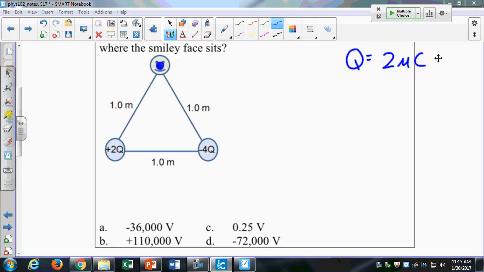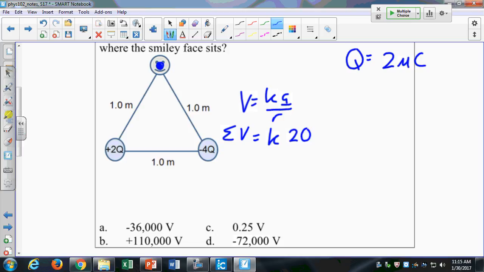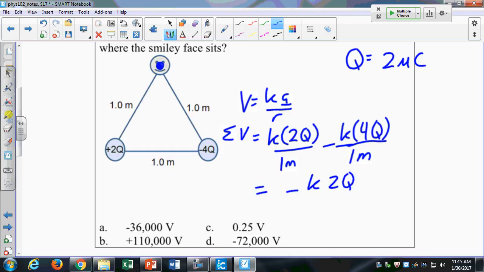So we start with this: V equals KQ over R. Do the sum of them. The sum of the potentials is going to be K, I'm just going to put in 2Q here. You might have done it a little bit differently. Over 1 meter minus K 4Q over 1 meter. And then I can simplify this and just say it's negative K 2Q over 1 meter. You see how I did that? I just said 4Q and negative 4Q and 2Q is, or it should be, negative 2Q.